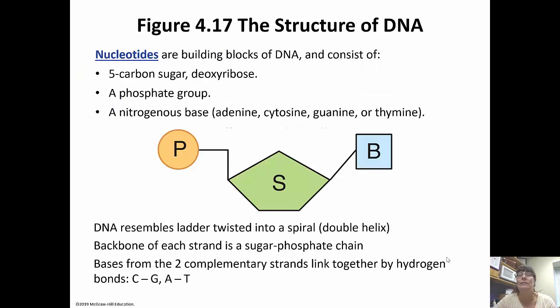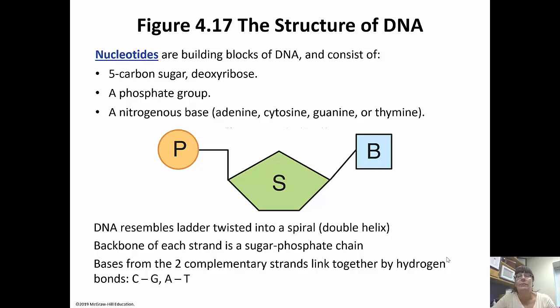Nucleotides are the building blocks of DNA. They are made of the 5-carbon deoxyribose sugar, a phosphate group, and a nitrogenous base. So adenine, cytosine, guanine, or thymine. Adenine, remember, is from ATP as well. The DNA resembles a twisted ladder. It's a double helix. So you have the 2 ladder legs, which are the sugar phosphate backbone, as we call it. And then the rungs of the ladder are those nitrogenous bases. So that's how they're connected. And then it spirals up in a double helix.